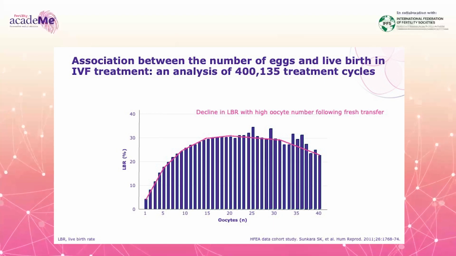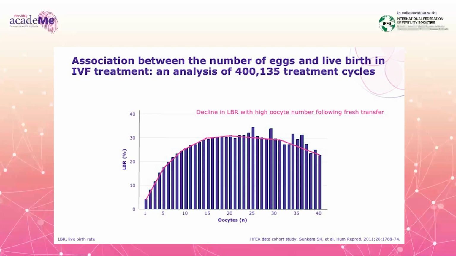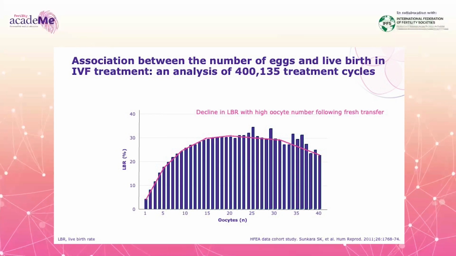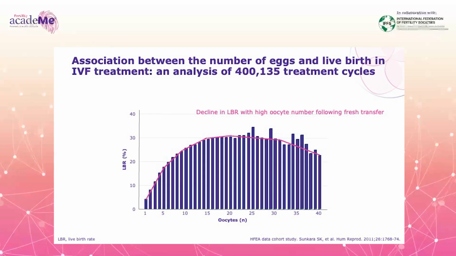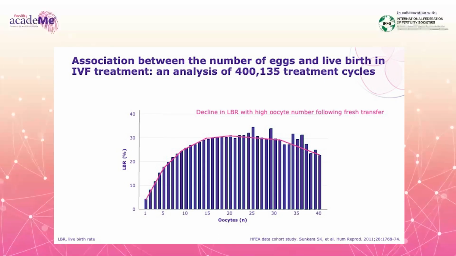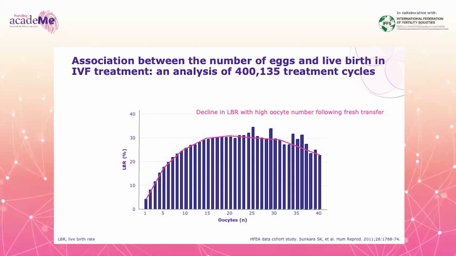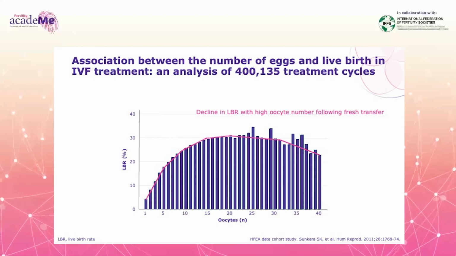But if you had a very high number of oocytes, and this is in fresh transfer cycles only, so it is not cumulative live birth rate, not frozen embryo transfer cycles, just fresh embryo transfer cycles, when you have a very high number of oocytes, that is 20 or more, and you put back the embryo in a fresh transfer, there is a decline in live birth rate. So that is what we found, and this was published in 2011. And that is from one part of the world, that is from the UK.